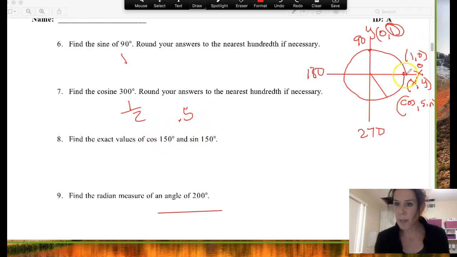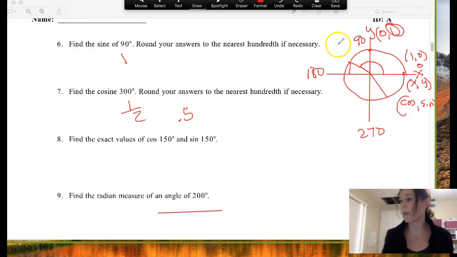All right, find the exact values of cosine of 150 and sine of 150. Thinking about where that is, this is 90, this is 180, so 150 has to be in between here. How much more is it than 90? Well, it's 50 plus 10 more, so it's 60 more right here. This right here is going to be the 150 degrees. That's between 90 and 180, so 150 has to be right there.